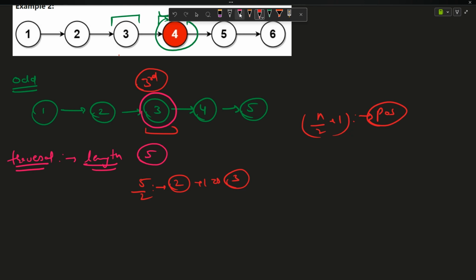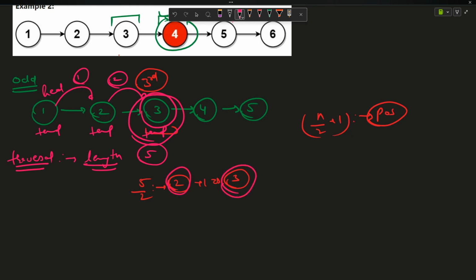So what will I do? Simple traversal. My head is here. I will keep my temp here. I will say temp equals temp next. Temp comes here. Temp equals temp next. Temp comes here. And I can simply return it. So how many jumps did I take? This was my first jump. This was my second jump. I had my position as 3. I had my n by 2 as 2. I had to make n by 2 plus 1, that is position minus 1. That is n by 2 jumps to reach the answer. This is in the case of odd.